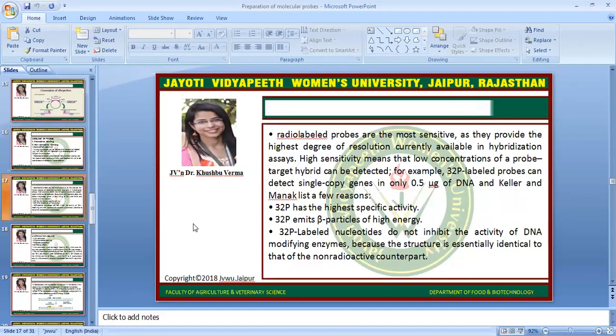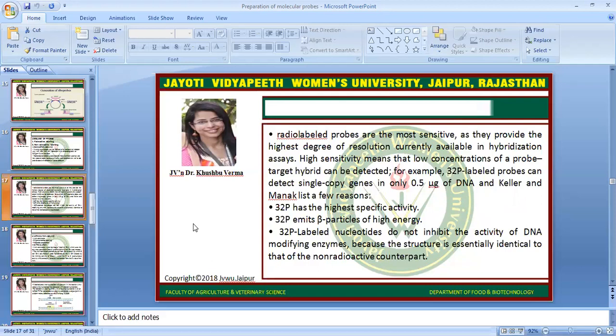Radio-labeled probes are the most sensitive as they provide the highest degree of resolution currently available in hybridization assays. High sensitivity means that a low concentration of probe-target hybrid can be detected. For example, 32P labeled probes can detect single copy genes in only 0.5 microgram of DNA.